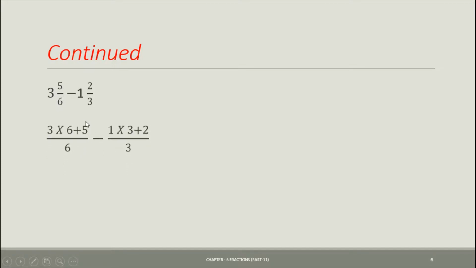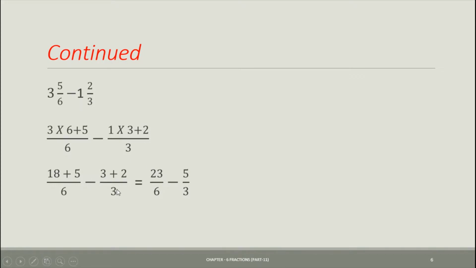You have to add the result with numerator divided by 6, that is, the denominator we have to keep as it is, minus 1 multiplied by 3 plus 2 by 3. Okay, we have to keep the denominator as it is. Now we'll multiply. So 3 multiplied by 6 is 18. Yes, so 18 plus 5 by 6 minus 1 multiplied by 3 is 3, 3 plus 2 by 3.